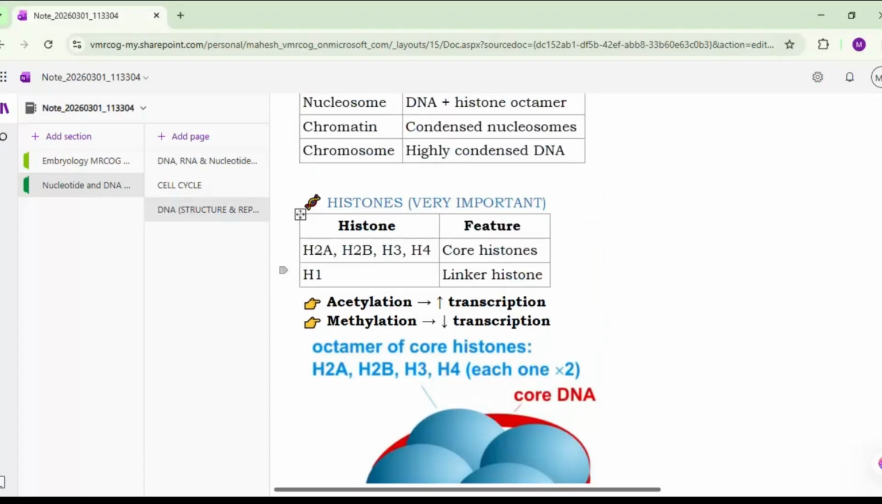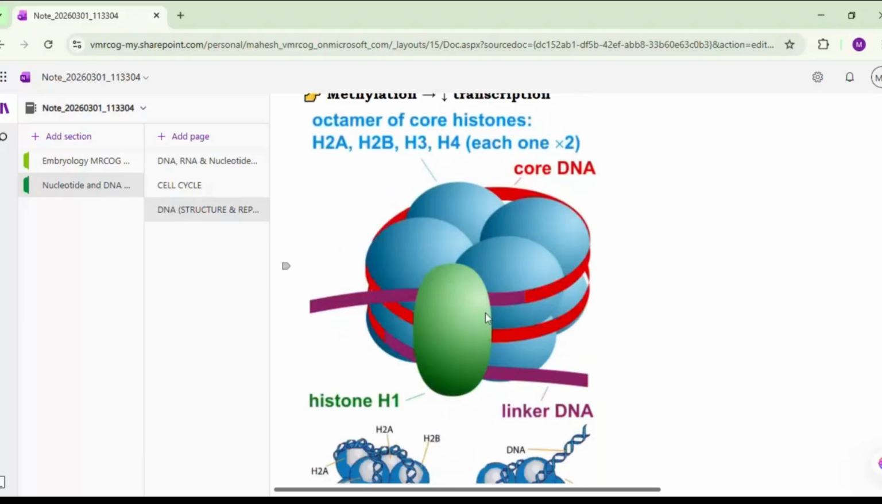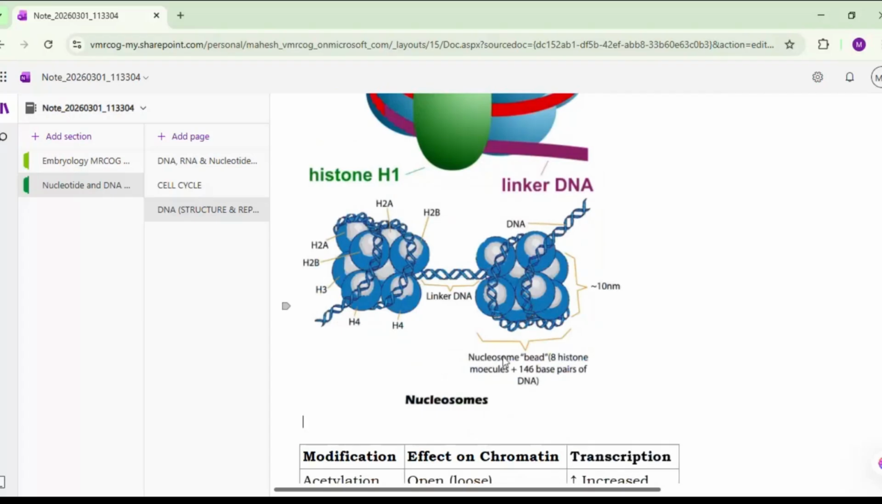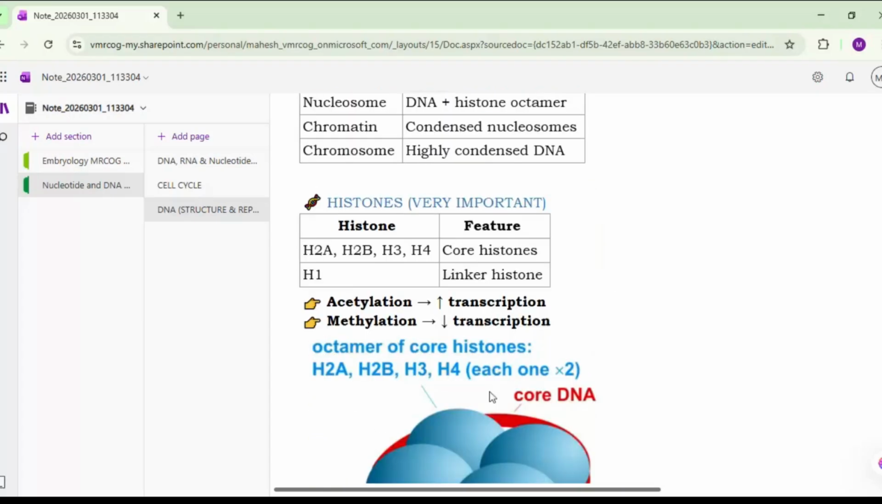Okay, and these core ones, there will be 2 H2A, there will be 2 H2B, 2 H3 and there will be 2 H4. And there is one linker histone. Here is the linker histone, that is H1. Okay, so you have got a linker histone which is H1. Okay, so this is how you get a nucleosome.